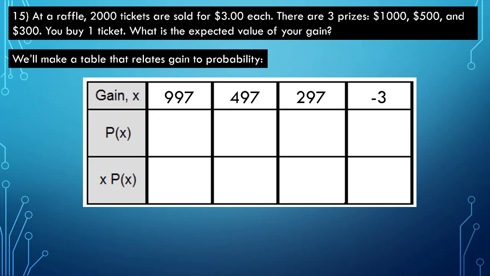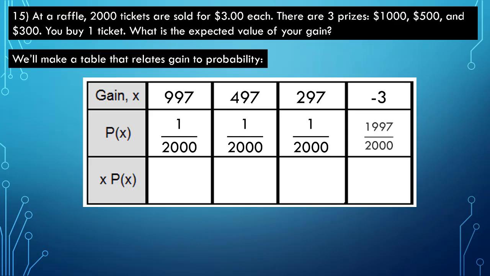So what's the probability of achieving each of these gains? Well, 1 person out of the 2,000 is going to win the $997. So that probability is 1 out of 2,000. 1 of the 2,000 people is going to win the $497. And 1 out of the 2,000 people is going to win the $300 prize, which is a $297 gain. So there's 3 winning tickets. The rest of the tickets are losers. So the probability that you lose $3 in this raffle is 1,997 out of 2,000. Because if there's 3 winning tickets, there's 1,997 losing tickets.